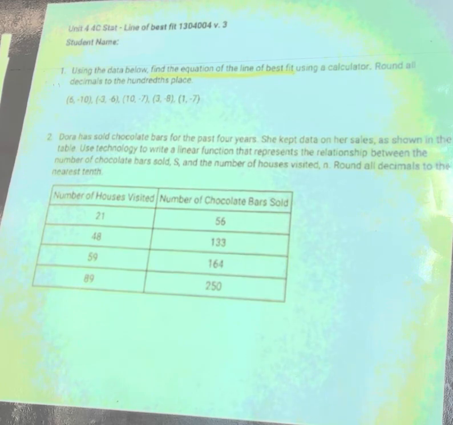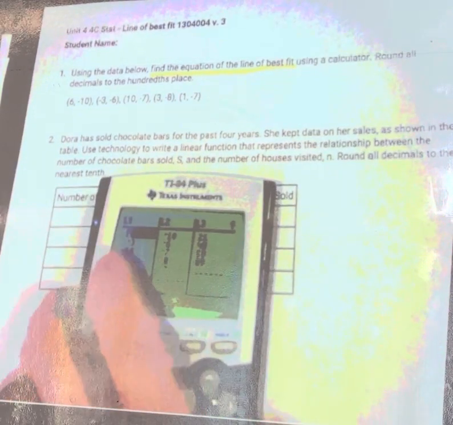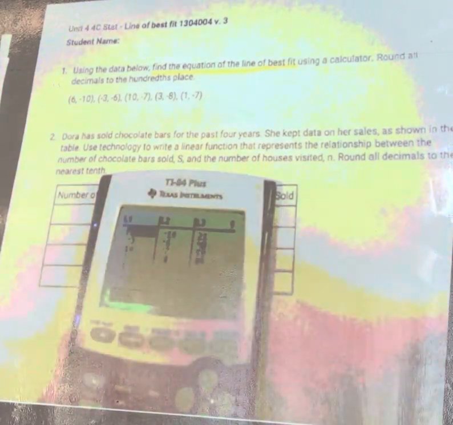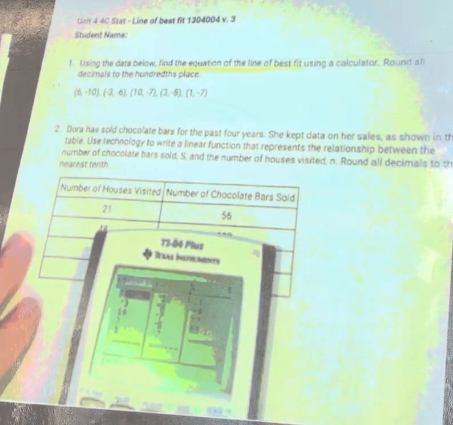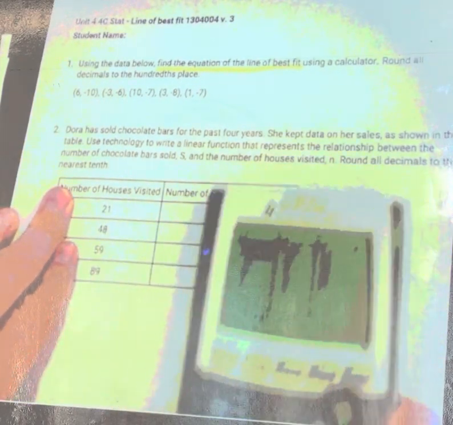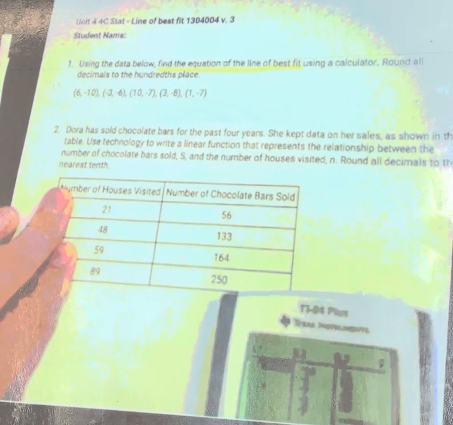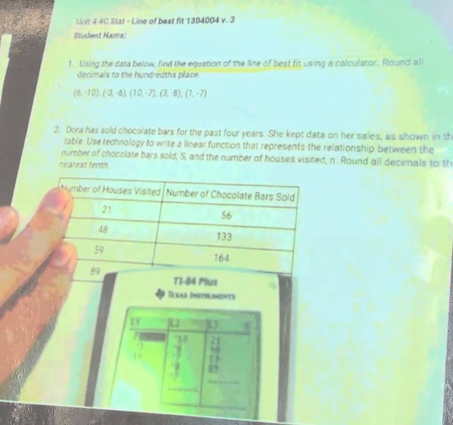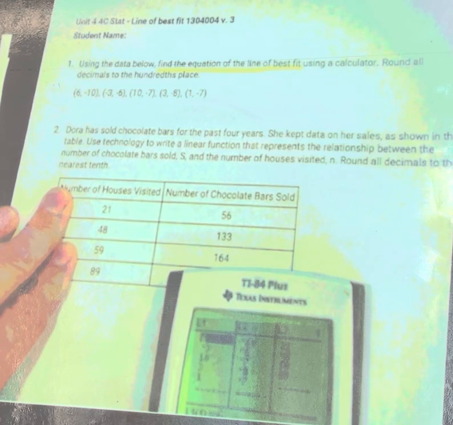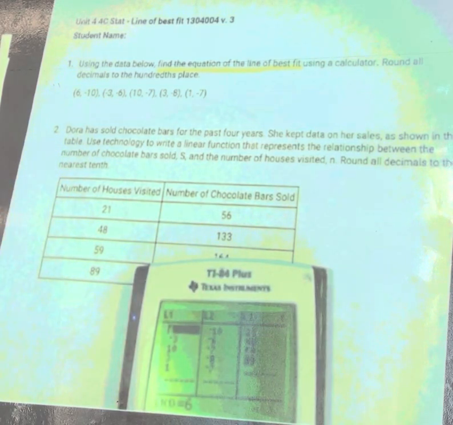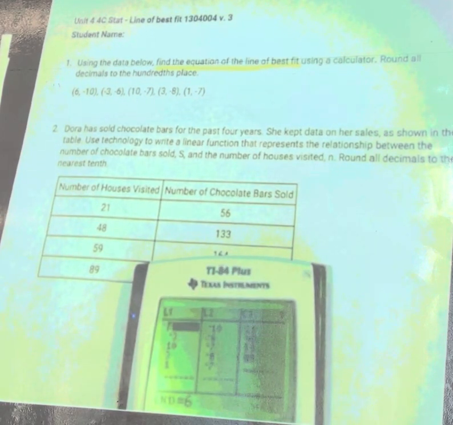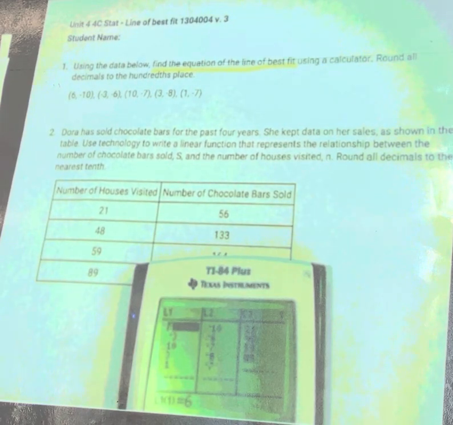So, stat edit, enter your data. If you've got more numbers than you did, you can press delete. I've already got my data entered for 1 and 2. And let me see if I can get where you can see my calculator. I don't know why it's kind of odd looking. It just is. So I've got mine in L1, L2, L3, and L4.